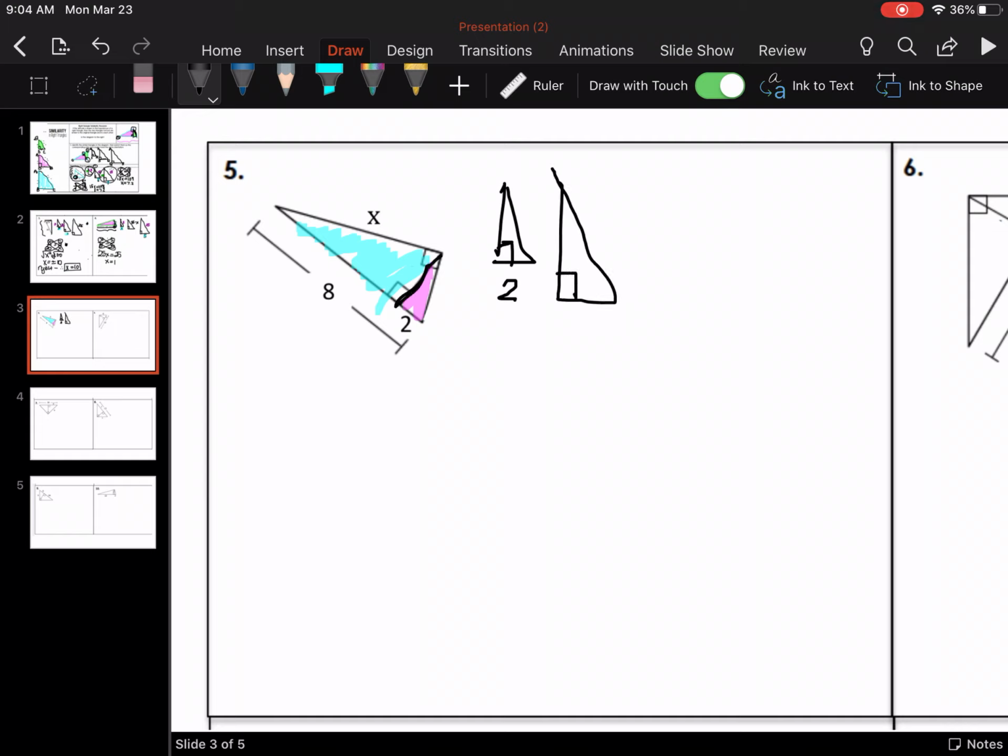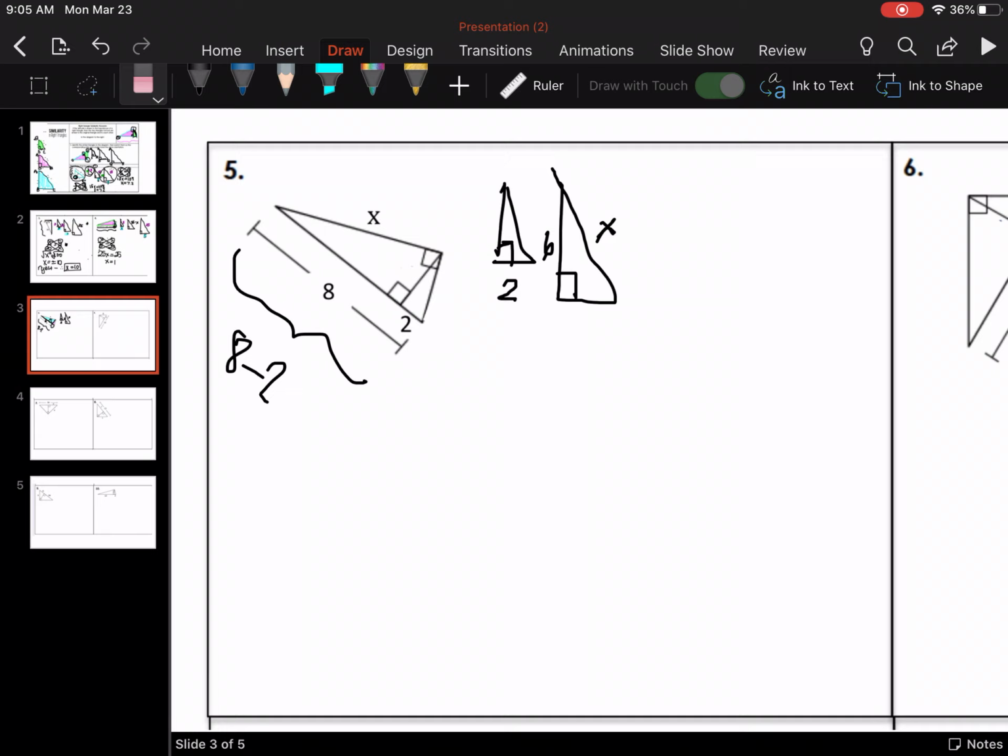Okay, the shortest leg is there. We don't have it. The height there, we actually do have. If this whole thing is 8 and a piece of it is 2, we would do 8 minus 2, which means this piece here is 6. So right along the left side there, we'll put a 6. And the hypotenuse is x. Looks like we're going to need that third triangle because as of right now, we don't have a matching pair.